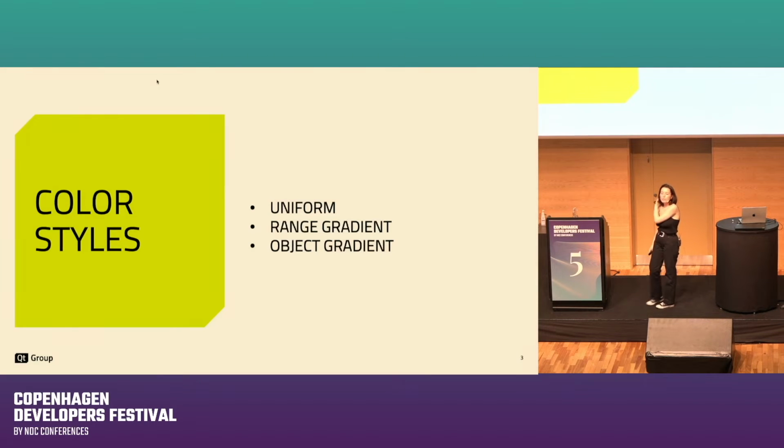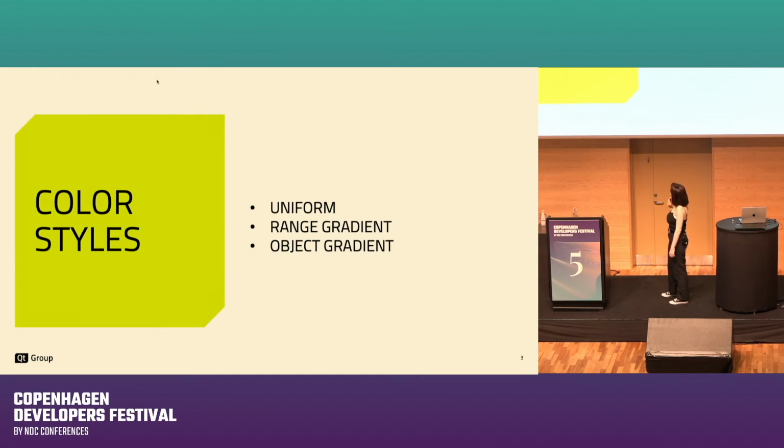So while transforming datasets into visuals, choosing the right color is very important for graphs because color is essential to create visually appealing or informative visuals for users. We basically have two options, either to color our object with a color or a gradient. And in our module, we are utilizing three types of color styles, namely uniform color style, range gradient, and lastly, object gradient. Right now, I'm going to explain them one by one.